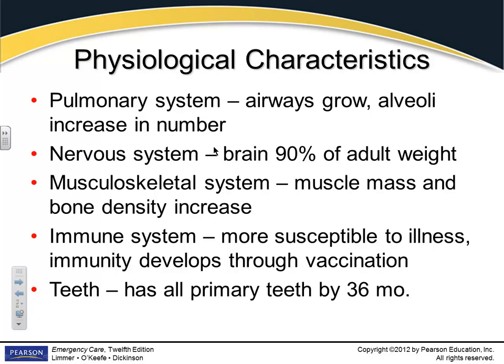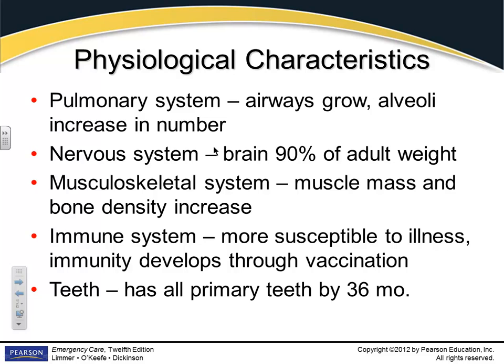Pulmonary system: airways grow and the alveoli increase in number. Nervous system: the brain is at 90% of the adult's weight. So they already have 90% of the brain they're going to end up with from 1 year to 3 years old. It's pretty incredible. Musculoskeletal system: muscle mass and bone density increase. Immune system: they're more susceptible to illness. Immunity develops through vaccination.